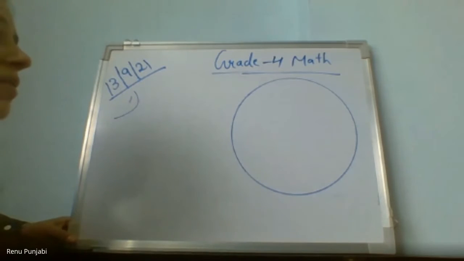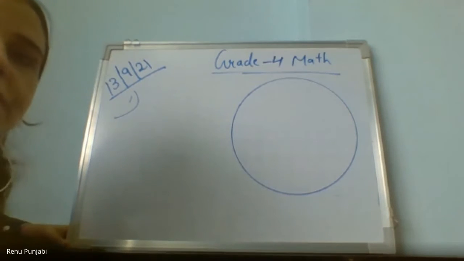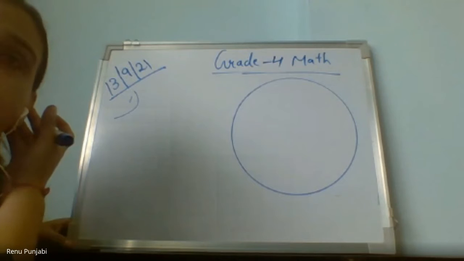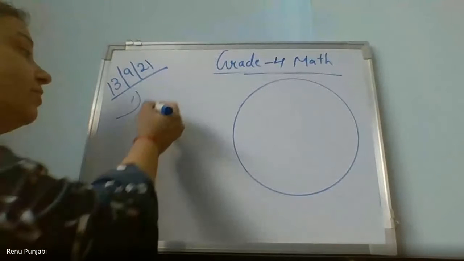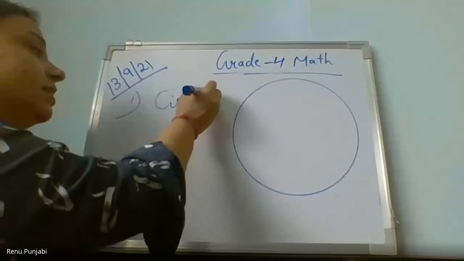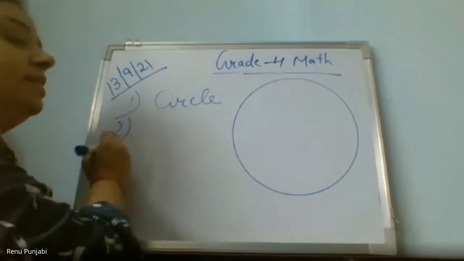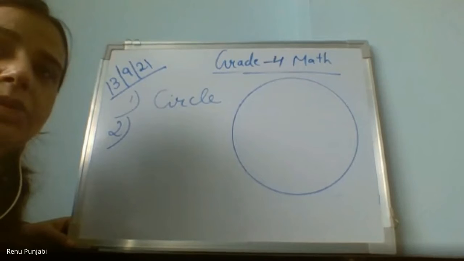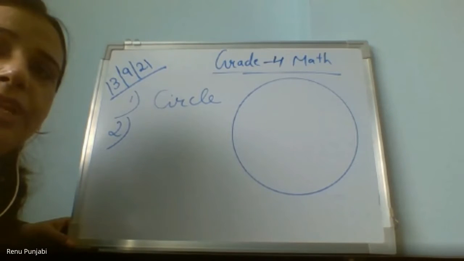Okay. First, I will revise. As you know, we are learning about the circle, the parts of a circle. So first, I will revise the parts of a circle which we have done already in the last class. First, what is a circle? Who will explain to me? Raise your virtual hand, or I will give your names.